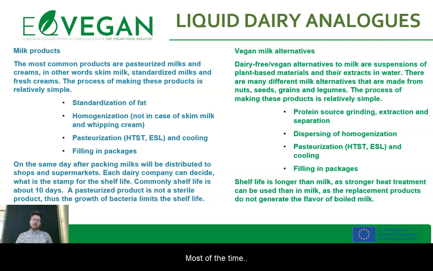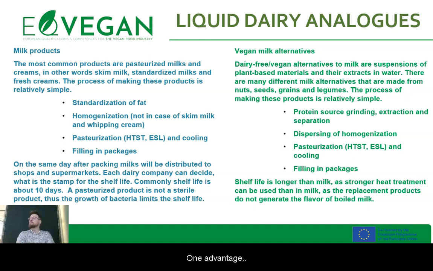Most of the time the dairy analog is made by grinding the source of protein, extracting the wanted components from it and separating them, then dispersal through homogenization, pasteurization, and filling in packages. So the products are analogous to traditional milk, but also the processing of the product is analogous to the processing of traditional milk and dairy products.